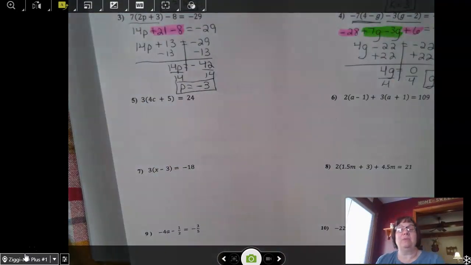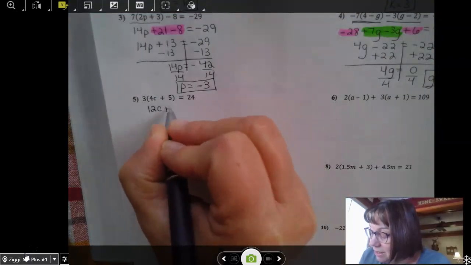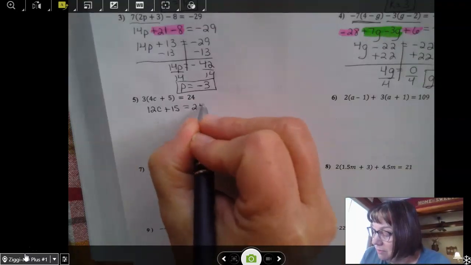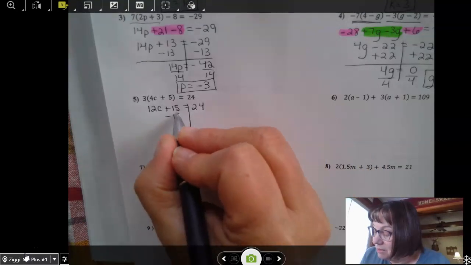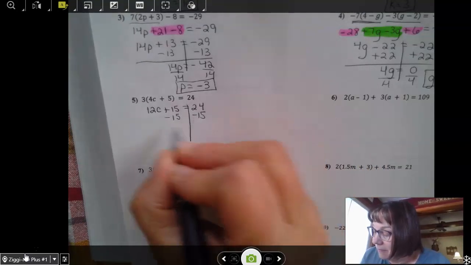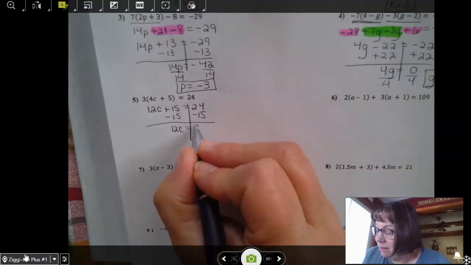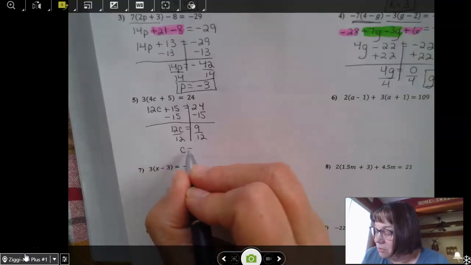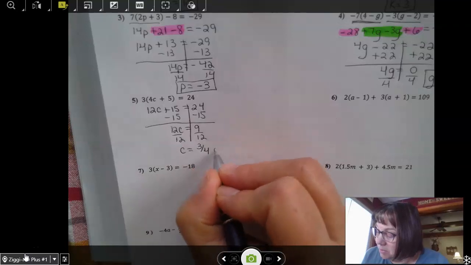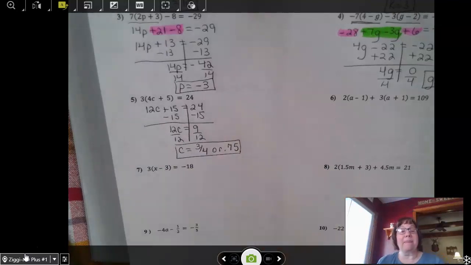Number 5, I want you to go ahead and work on your own and then come back to check your answer. So if you distribute, you get 12c plus 15 equals 24. I would subtract 15 on both sides. And I get 12c equals 9. Divide by 12. And you're going to get c equals 3/4 or 0.75. Okay, either answer would be fine.